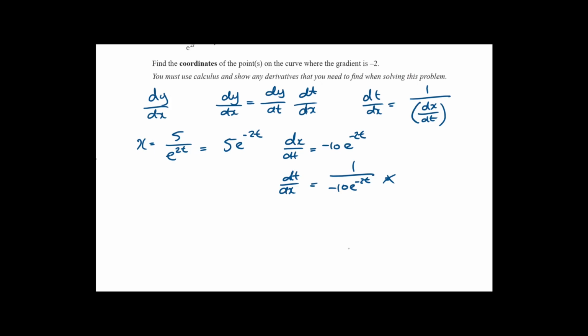Now if we have y equals 5e to the 2t. This is pretty easy to differentiate. We use that exponential power rule. The 2 here comes out the front. So it's going to be 10e to the positive 2t. So far, so good. Now we want to multiply those together.